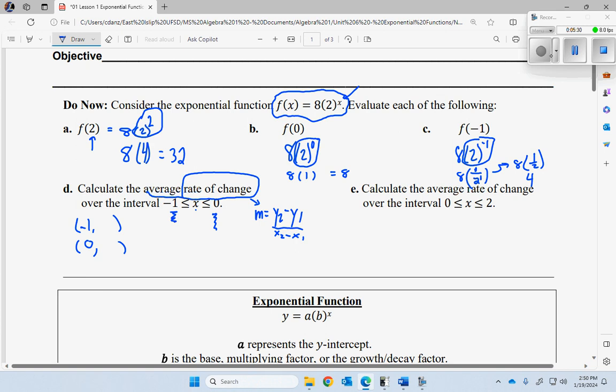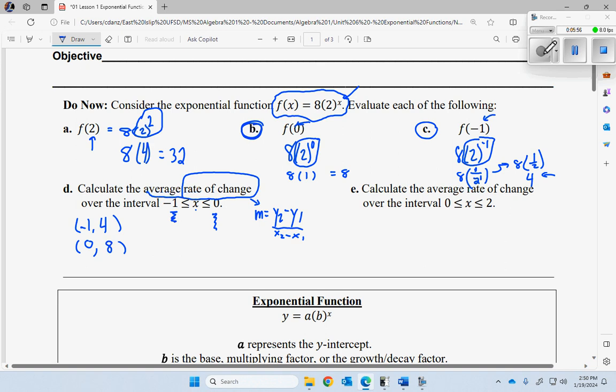Nicely enough, we did it already in a do now, right? Look at letter C. Wasn't the x the -1? So my y is the 4. So 1 point I'm using is -1, 4. And then if we look at letter B of the do now, we inputted a 0. So my x is 0 and my y turned out to be 8.